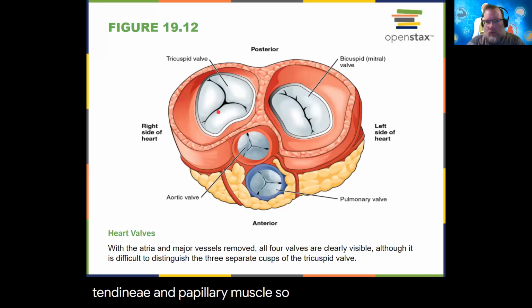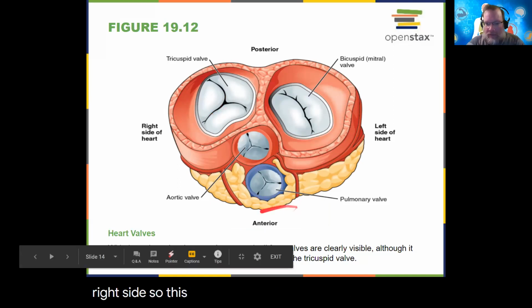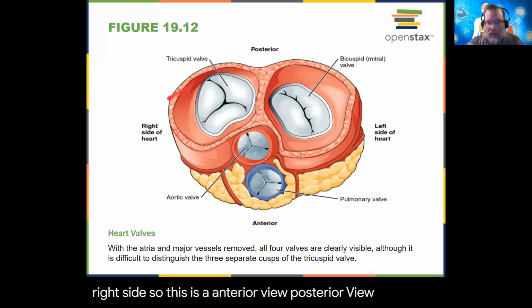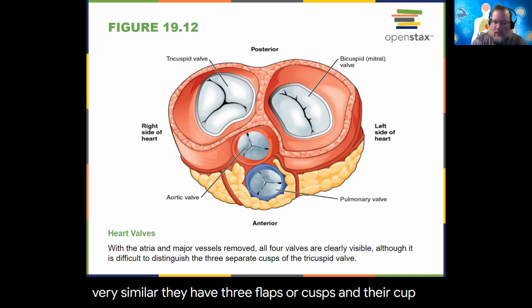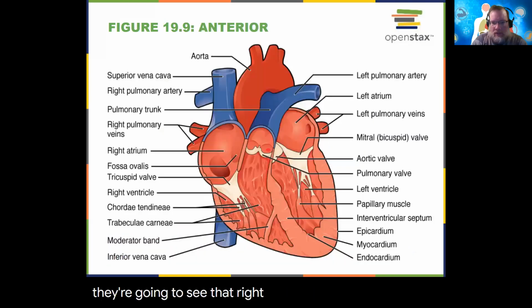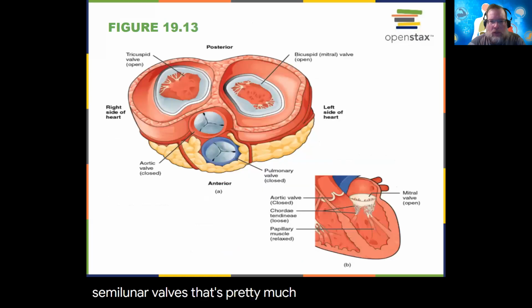So here's a bird's eye view, or a superior view, with the atria cut. We got the atria out of there so we can see, again, the tricuspid valve. This is the right side, three cusps. And over here, the left AV valve, the mitral valve, has two cusps. And then we look at the semilunar valves. The aortic valve and the pulmonary valve look very similar. They have three flaps or cusps, and they're cupped. There are actually three of these little cups that come together, forming the semilunar valves. That's pretty much it.